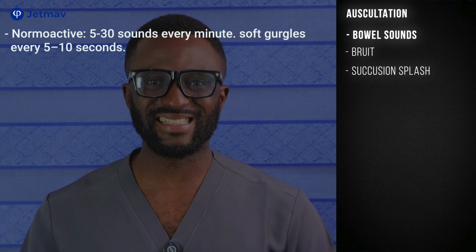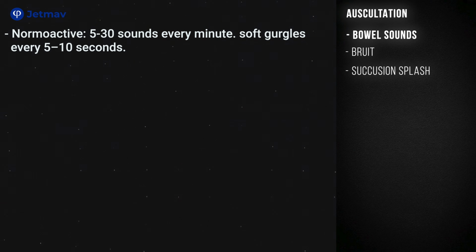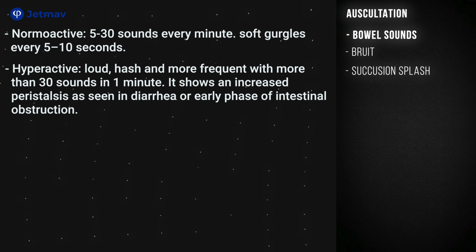So normal bowel sound is 5 to 30 sounds in 1 minute. So you're expected to hear 5 to 30 sounds in 1 minute, and this sound is usually soft. Which means in every 5 to 10 seconds, you're expected to hear one sound. That is normal bowel sound. But for hyperactive bowel sound, usually loud, harsh, and more frequent, with more than 30 sounds in 1 minute, and it shows an increased peristalsis as seen in diarrhea or early phases of intestinal obstruction.